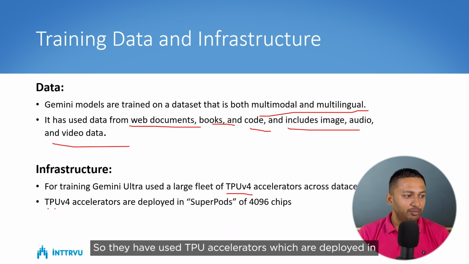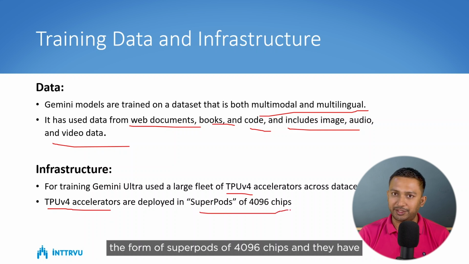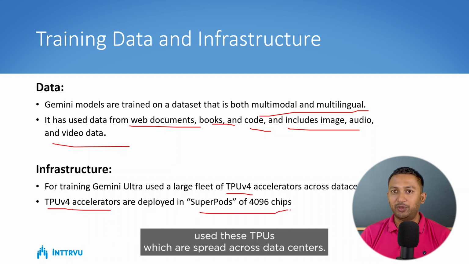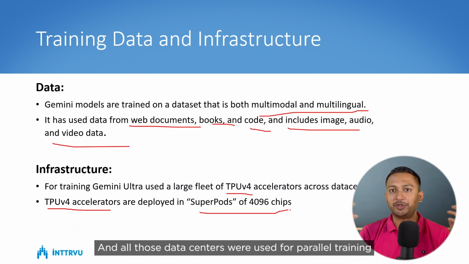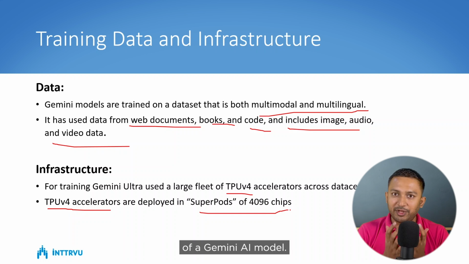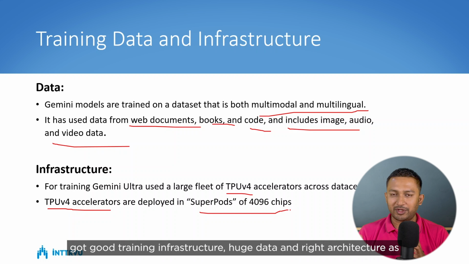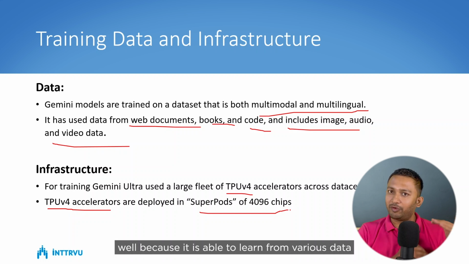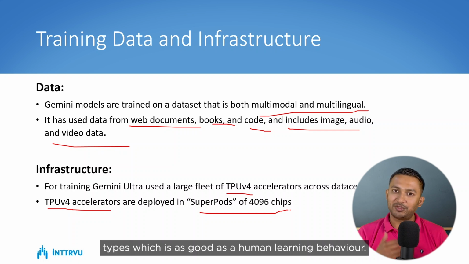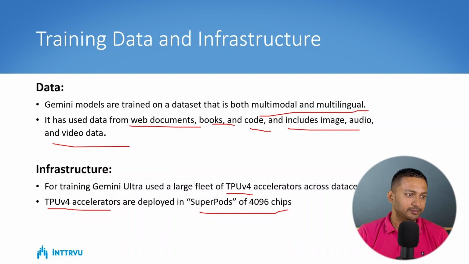So they have used TPU accelerators which are deployed in the form of super pods of 4096 chips, and they have used these TPUs which are spread across data centers, and all those data centers were used for parallel training of a Gemini AI model. And that's why it has become so powerful, because it got good training infrastructure, huge data, and right architecture as well, because it is able to learn from various data types, which is as good as a human learning behavior.